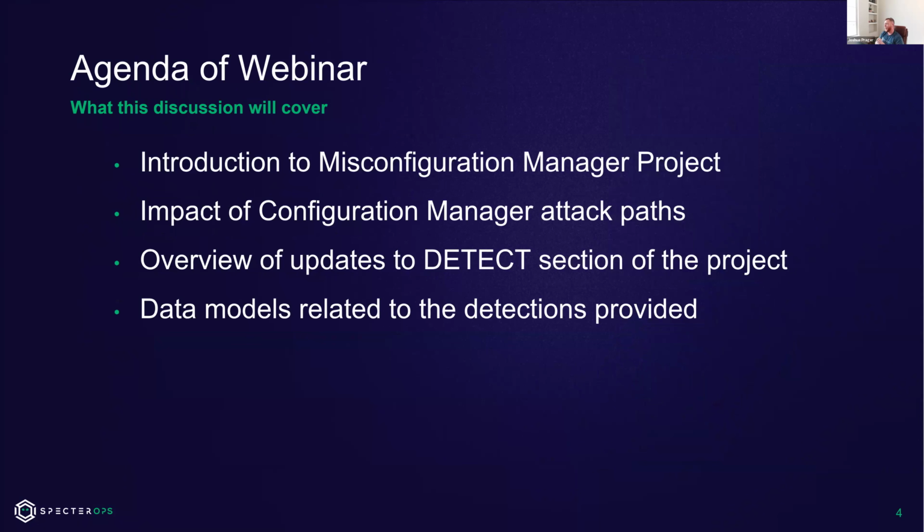Okay, so what we're going to talk about is, first I'm going to start off with an introduction to the Misconfiguration Manager project if you haven't heard of it before. I'm going to talk about the impact of some of the configuration manager attack paths that exist. I'm going to do kind of an overview of the updates that I made to the detection section of the project. And then, with that overview, there are going to be data models that talk about the different event IDs that you can ingest or try to monitor and audit to identify the abuse of these configuration manager attack paths. Okay.